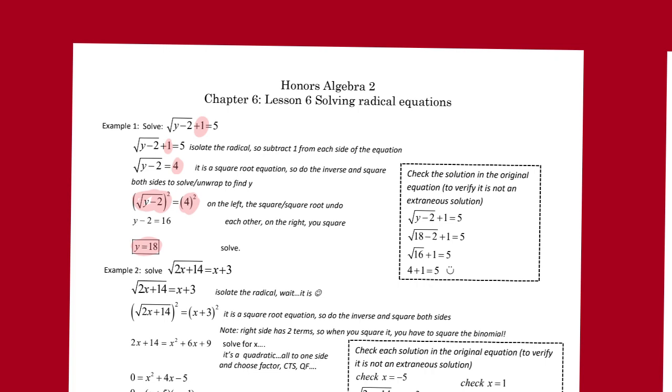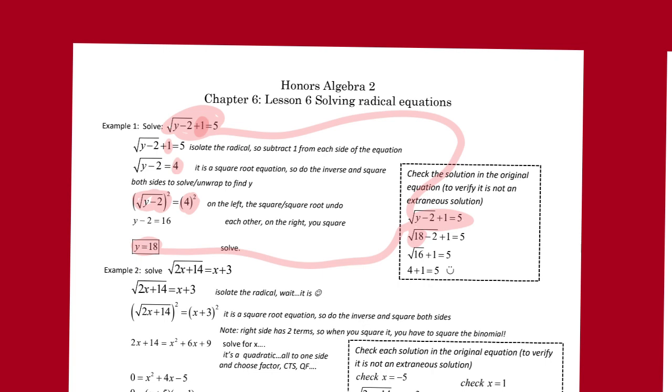Now, you do have to check it in the very most original question. So I took this original problem, and I put it right here, and I put the value we got, 18, into here. 18 subtract 2 is 16. The square root is going to be 4, not plus or minus 4, it's just 4, because we're just plugging in to see what happens. You get the principal root, and that does check. So this is a valid solution.